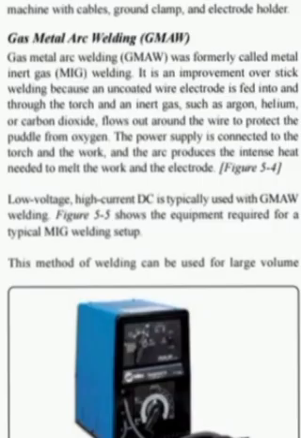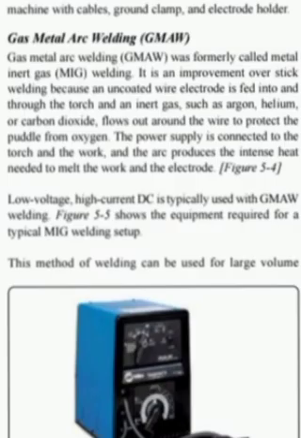Gas metal arc welding. Gas metal arc welding was formerly called metal inert gas welding, MIG welding. It is an improvement over stick welding because an uncoated wire electrode is fed into and through the torch and an inert gas such as argon, helium, or carbon dioxide flows out around the wire to protect the puddle from oxygen.